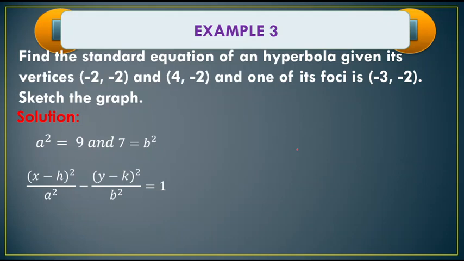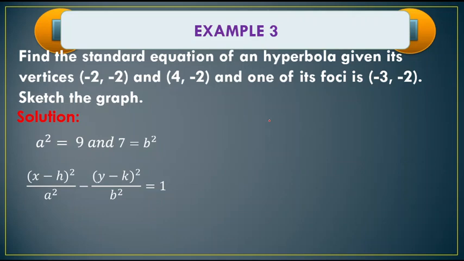So substitute lang natin. Since alam naman natin kapag yung mga points ang binigay ng mga coordinates, titingin lang kayo sa kanilang mga coordinates, yung x and then y. Kapag yung x nila ay pare-parehas, ibig sabihin naka-vertical yung ating orientation ng hyperbola. Pero pag si y naman nila ay pare-parehas, which is negative 2, negative 2, negative 2, horizontal yung orientation ng hyperbola natin.